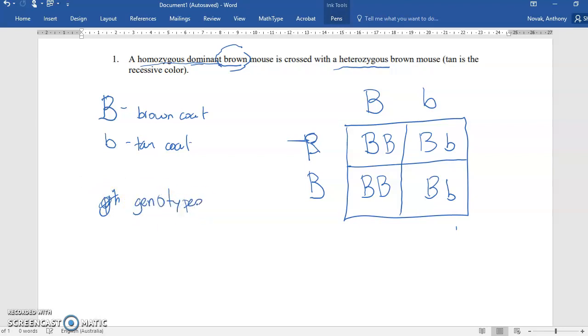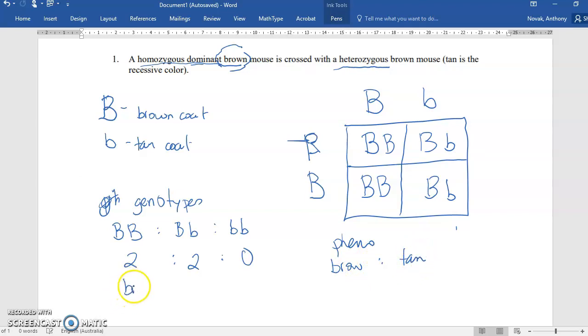Genotypes. We always have the three. Remember, we have the dominant homozygous, the heterozygous, and the homozygous recessive. We have 2, 2, 0 for the genotypes. And for the phenotypes, we have either brown or tan. Remember, these are all brown. This one is tan. Ratio is 4 to 0.